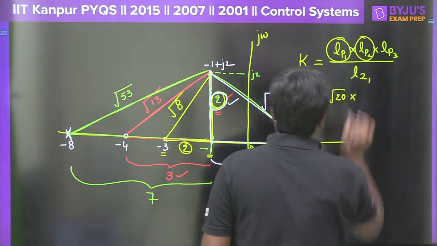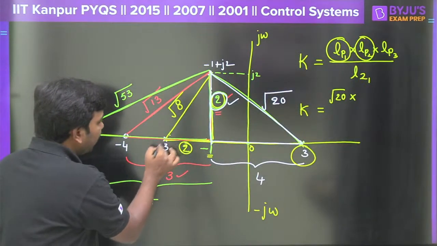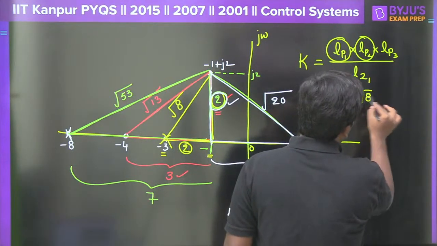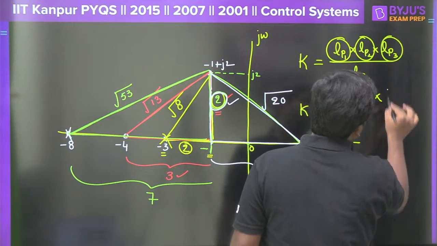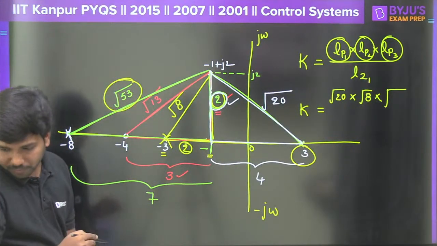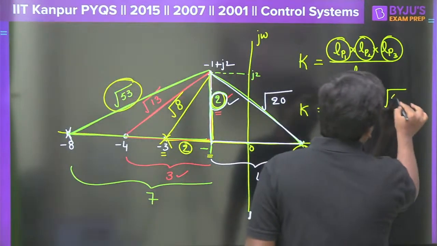And the length from the second pole. The second pole is, where is this? Minus 3. What is the length here? Under root of 8 here. So let me write down, this is 8 here. And LP3, that means the length from the third pole. What is the length from the third pole? Under root of 53 here, right? So let me write down under root of 53.